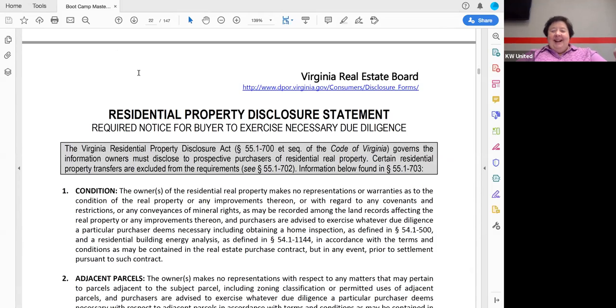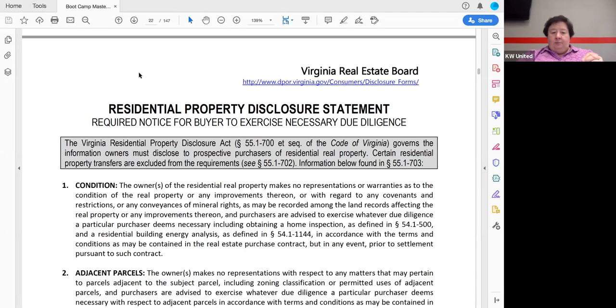Okay, so now here's the document that we all have to give out to our buyers. This is not part of the contract. It's not supposed to be added to the contract. It's a required notice for buyers to exercise necessary due diligence. There's another document from the DPOR called the residential disclosure. That part is part of the contract, and we'll get to that later on. But this particular document is for informational purposes only.